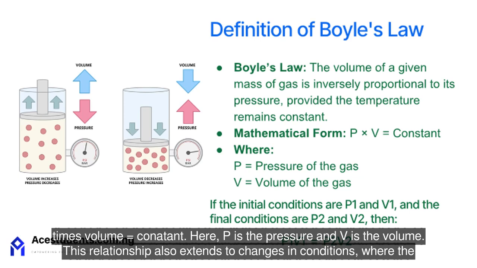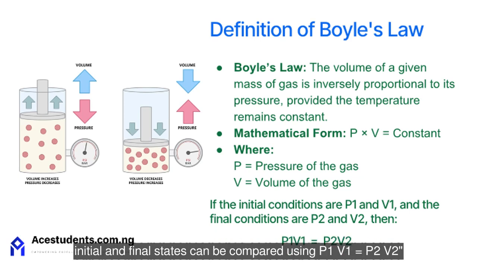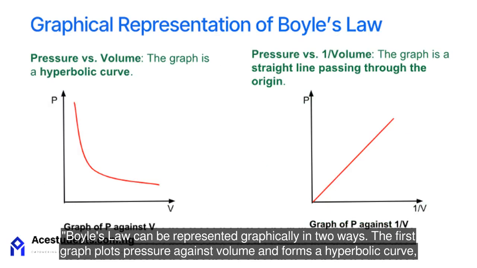This relationship also extends to changes in conditions, where the initial and final states can be compared using P₁V₁ equals P₂V₂. Boyle's law can be represented graphically in two ways.